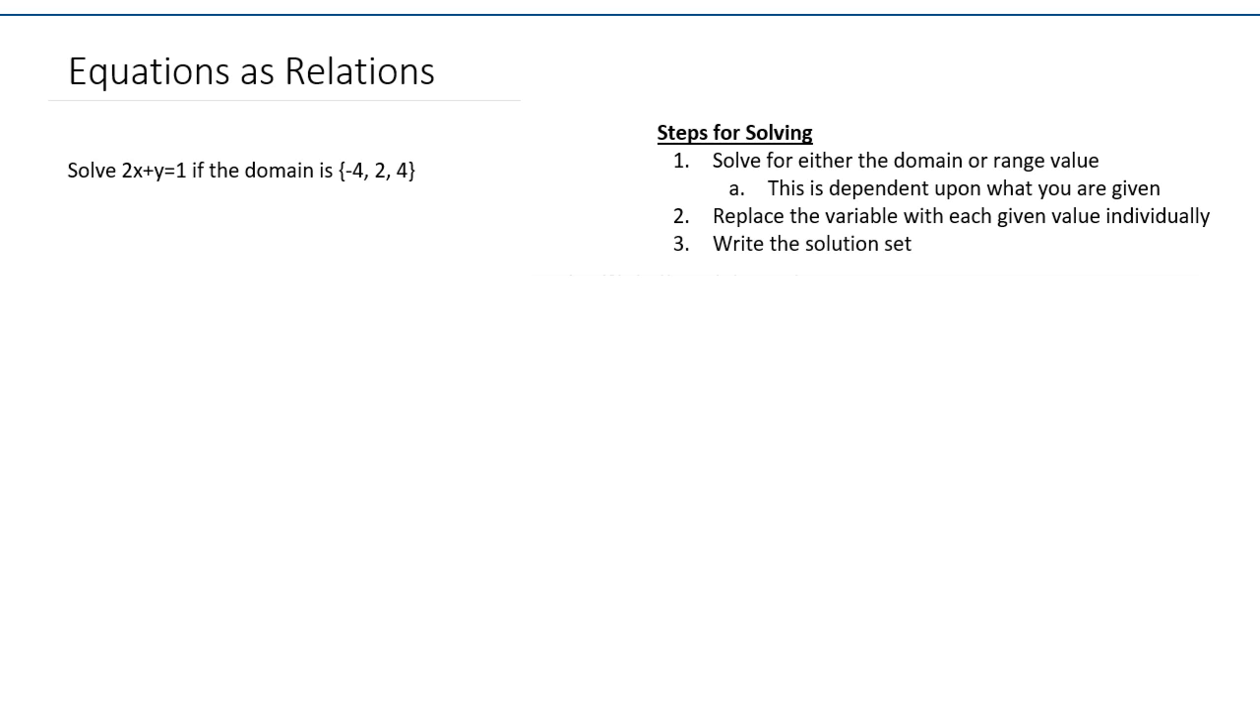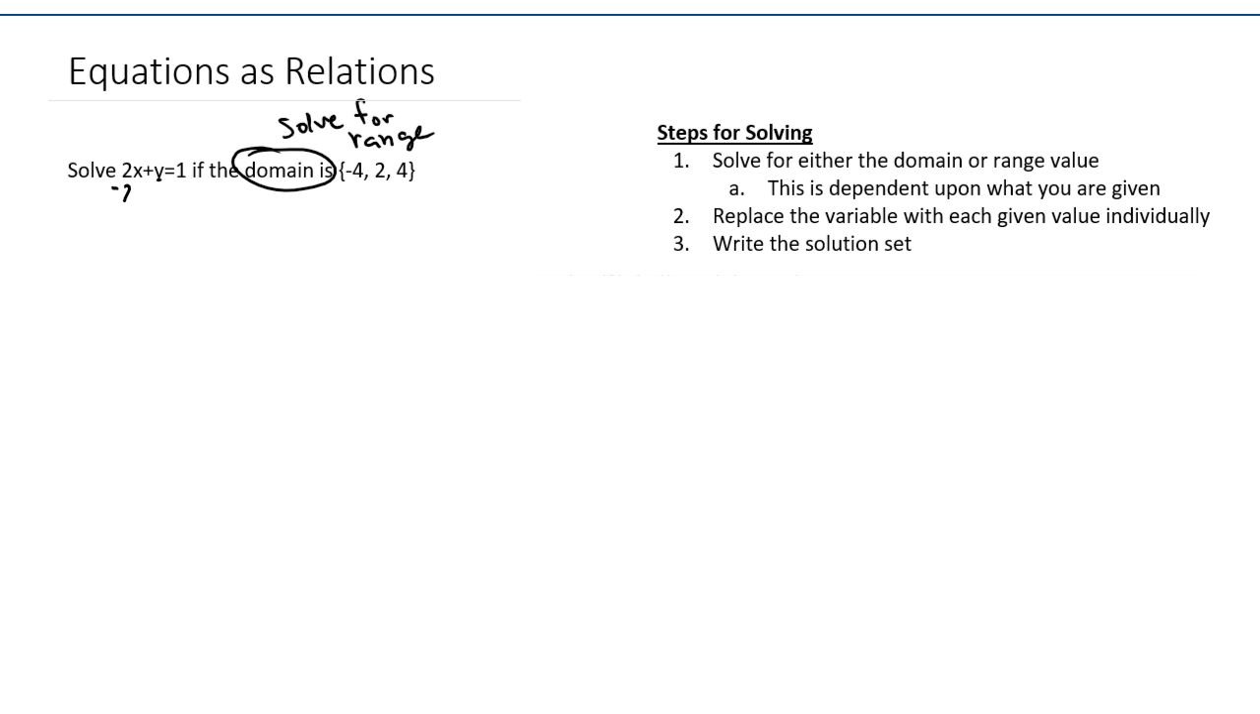So let's go ahead and take a look first at the steps for solving. So the first step for solving is that we need to solve our equation for either the domain or range value, and this is dependent upon what you're given. So if we're given the domain, we need to solve for the range. So you're solving for the opposite. So remember, when we talk domain and range, it's x then y. So which one comes first alphabetically? So if we're solving for the range, we're solving for our y.